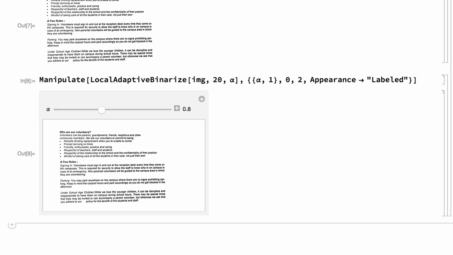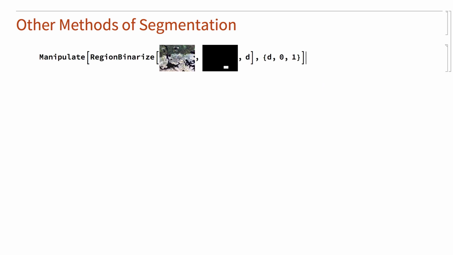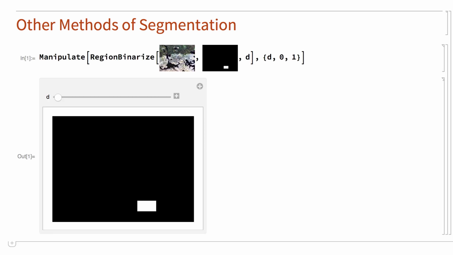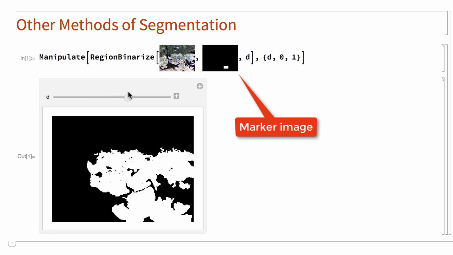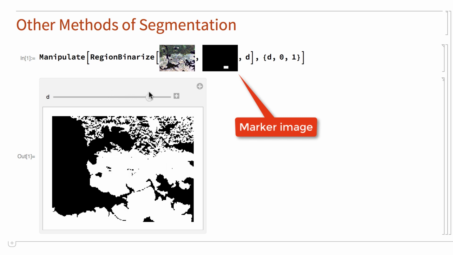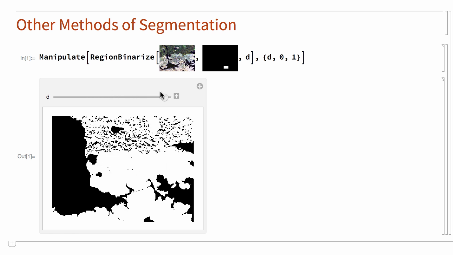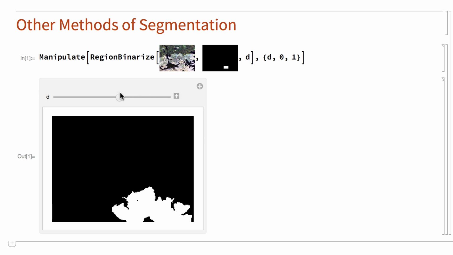So far, all of the segmentation has been done by thresholding, but there are many other methods of segmentation. For example, this shows a method called region growing, which is implemented in the Wolfram language with the region binarize function. Region growing starts with an initial region called a marker and binarizes the image to separate out the region that is connected to the marker. This example uses manipulate to get a slider for adjusting a parameter that specifies which pixels will be treated as part of the segmented region.